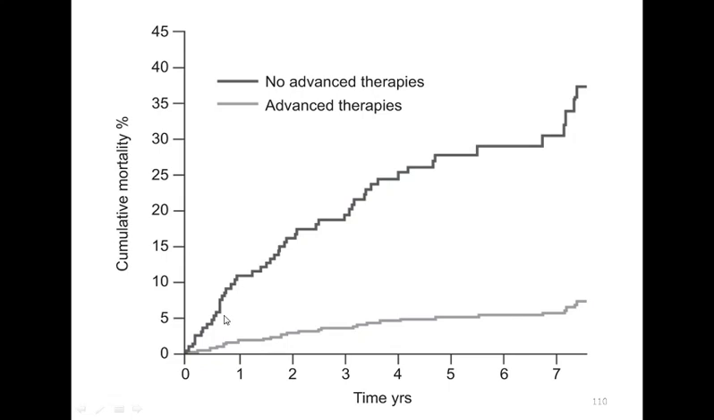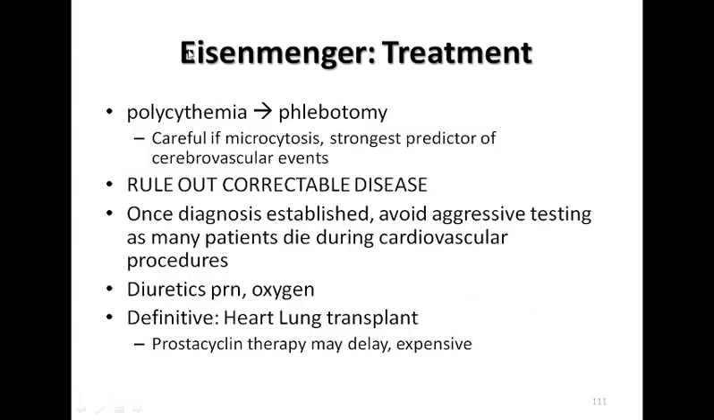Here you can see if you don't treat, this is going to happen. The mortality rate increases, but with advanced therapy, you can reduce the cumulative mortality rate. So how to treat? If polycythemic, think about phlebotomy and rule out any correctable diseases. If so, correct that. Once the diagnosis is established, avoid aggressive testing as many such patients can die during cardiovascular procedures. So once diagnosed, no need to do aggressive investigation. If you need it, you can give diuretics and oxygen. And the definitive treatment is heart lung transplantation.